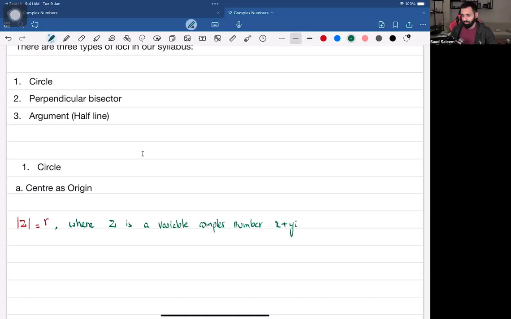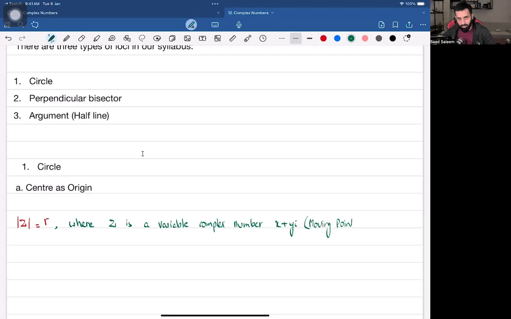If it's a fixed point, we're going to use a plus bi, because x and y are variables while a and b are constants. x and y suggest that they can vary, and a and b, since they're constants, suggest that they are fixed. So a variable complex number, we also refer to as a moving point. Why? Because it can be in multiple places. It can move along a certain boundary and still be satisfying a certain condition.